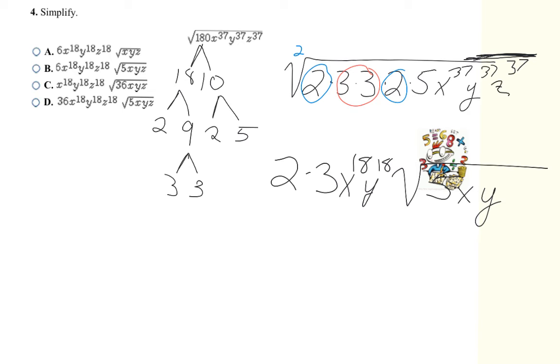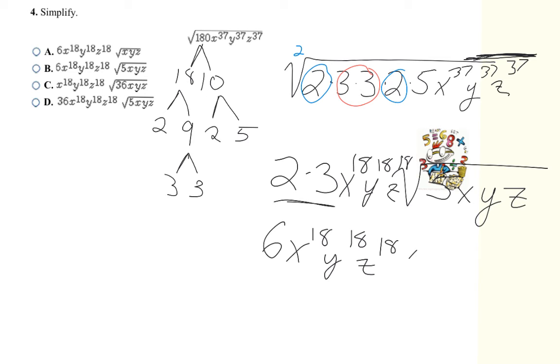And then I'm going to do the same with the 37 on the z. So I'm going to have z to the 18th and 1z remaining underneath. And then my last step is just to multiply these numbers outside of the radical together. So that's 2 times 3 is 6. So my final answer is 6 times x to the 18th power times y to the 18th power times z to the 18th power, and then the square root of 5xyz, which is going to be choice B.